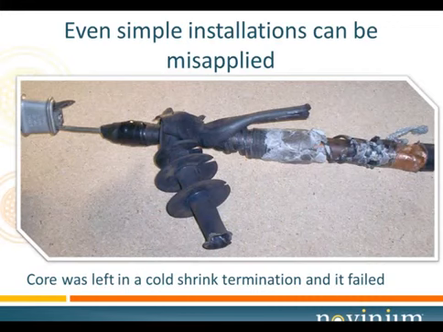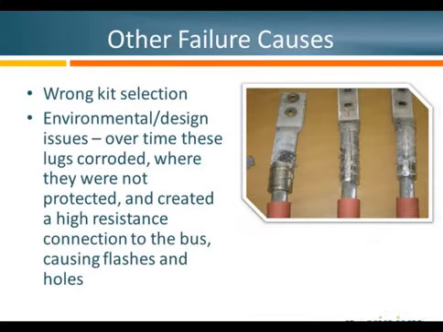And one last one: sometimes you have to follow directions, and when you don't, this person actually left the core inside of a termination, if you can believe it, taped both ends. Obviously no electrical stress control because the termination didn't land onto the cable itself, and so it blew up. It failed in the field when it was installed. So just a few examples of what can cause problems.